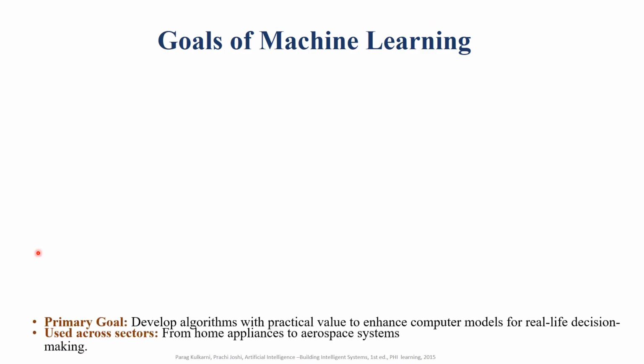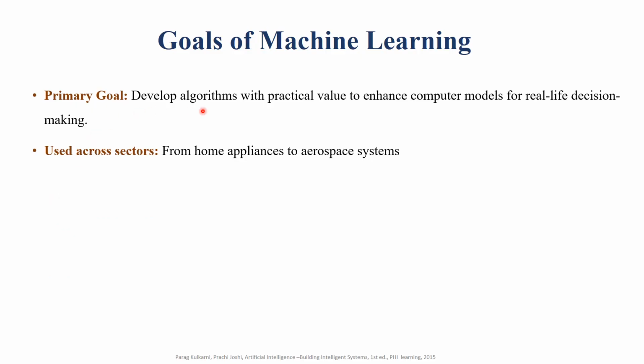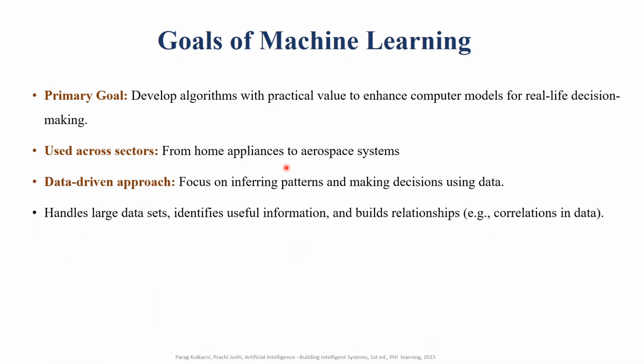Goals of machine learning. The primary goal is to develop algorithms with some practical value so that we could enhance the computer models for real life decision making. There are a lot of sectors where we use ML, starting from home appliances to aerospace systems. So, a lot of sectors are using it.